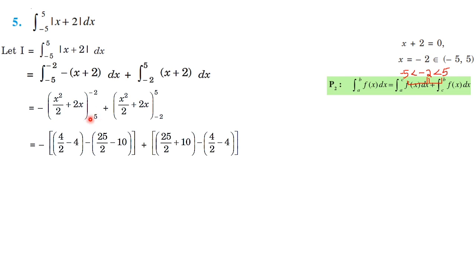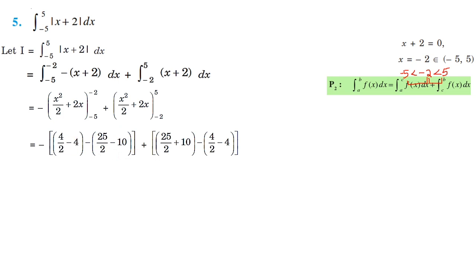Now we apply the lower limit, minus 5. So x square is minus 5 the whole square, that is 25 by 2. Then again there is a minus sign, so minus 5 into 2, that is minus 10, will be coming. So this is the upper limit minus the lower limit, and this minus sign is coming here.